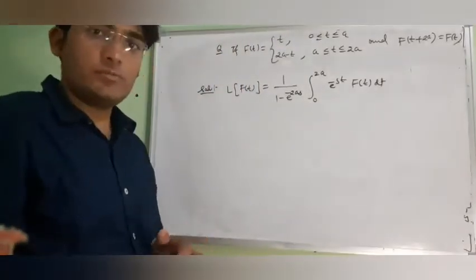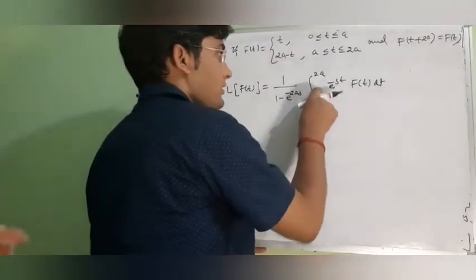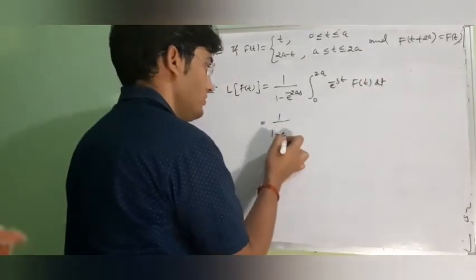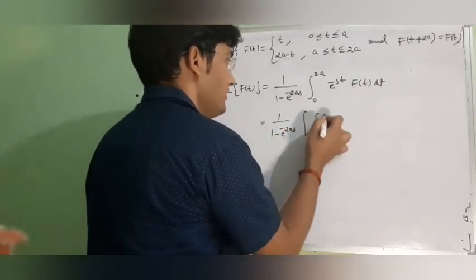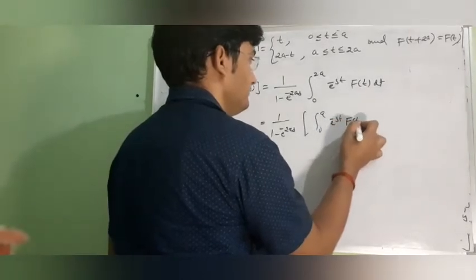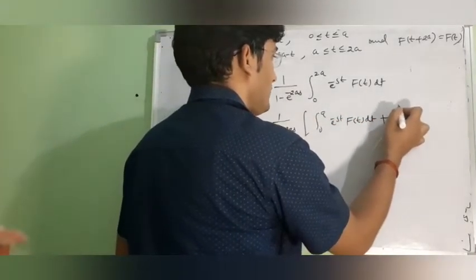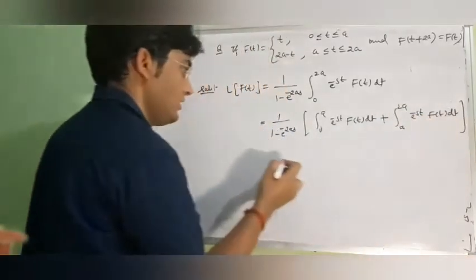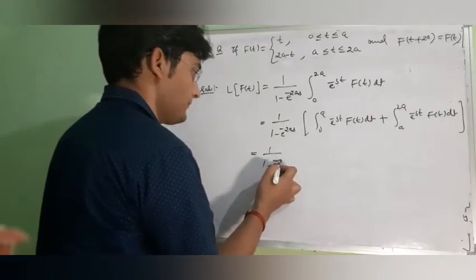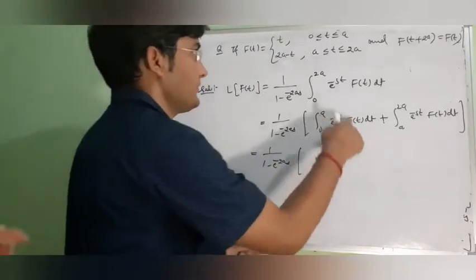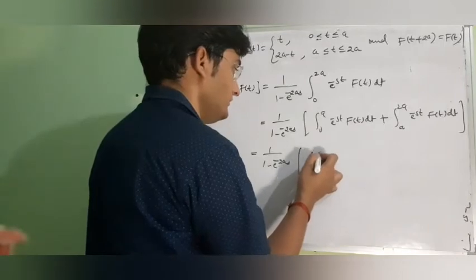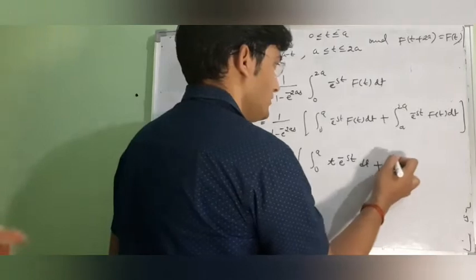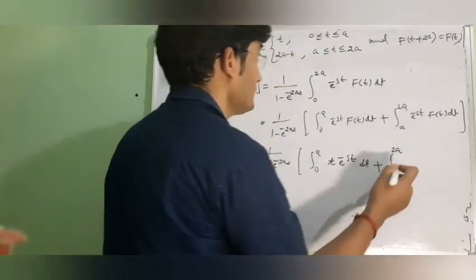Now using the definition of definite integral, we will partition our integral from 0 to a and then a to 2a. So this will be equal to 0 to a, then from a to 2a. So this is equal to, now for the first integral, the value of the function is t, so this will be t into e to the power minus st, and for the second integral, the value of the function is 2a minus t.